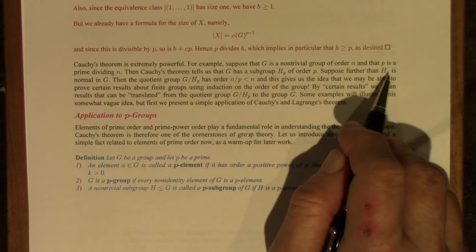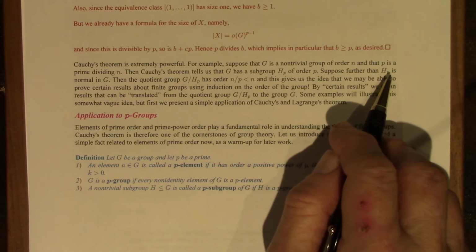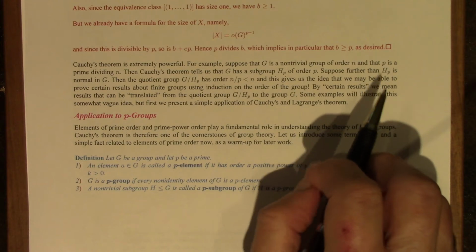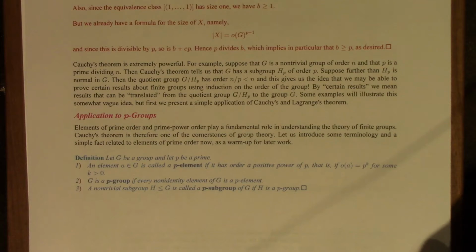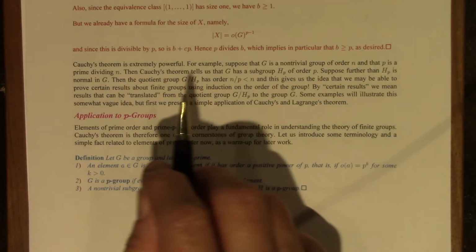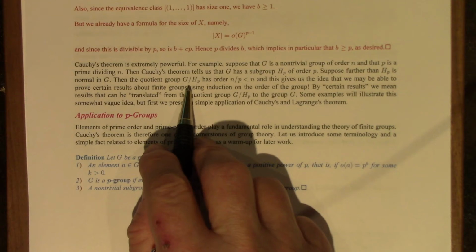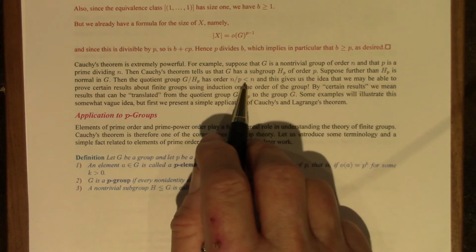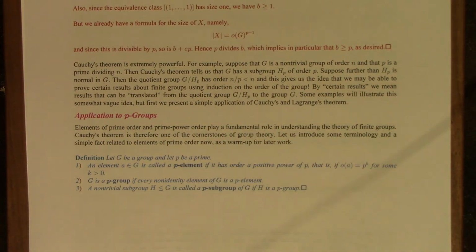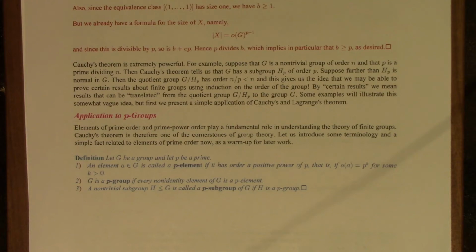Now, while normal subgroups are sometimes difficult to come by, if G is abelian, all the subgroups are normal, so this would cover that case of abelian groups. But it covers many other cases as well. Then the quotient group, G mod HP, has order n over P, which is less than n. So this gives us the idea that we may be able to prove certain results about finite groups using induction on the order of the group.